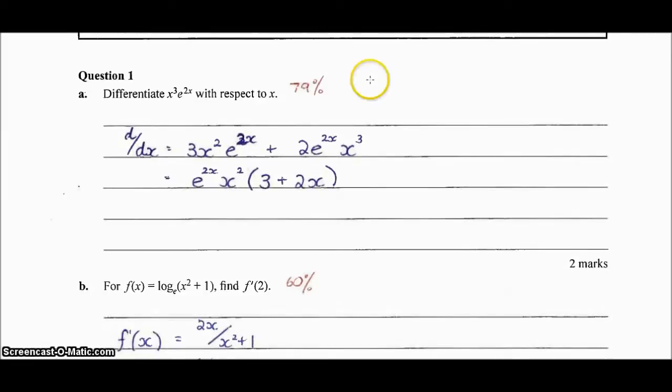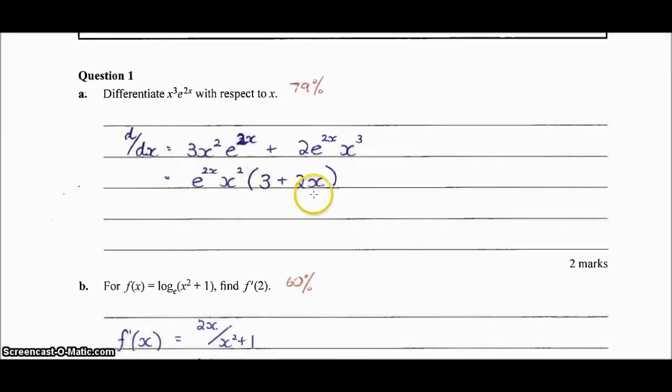Question 1. You'll notice on this video I've included a percentage here. That's the percentage of people who got full marks for this question in that particular year. That's just taken off the examiner's report. So 79% done quite well. We're differentiating x cubed e to the 2x, so we're just going to use the product rule. If we differentiate x cubed, we get 3x squared, leave e to the 2x the same, plus differentiate e to the 2x, which is 2e to the 2x, leave x cubed the same. That would have been enough to get you the 2 marks.